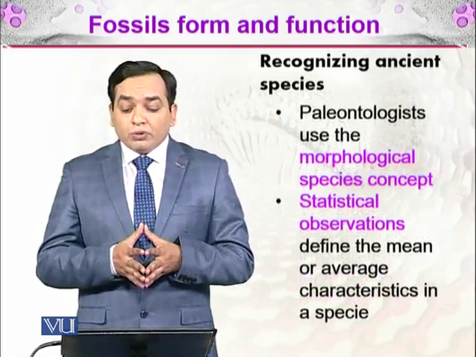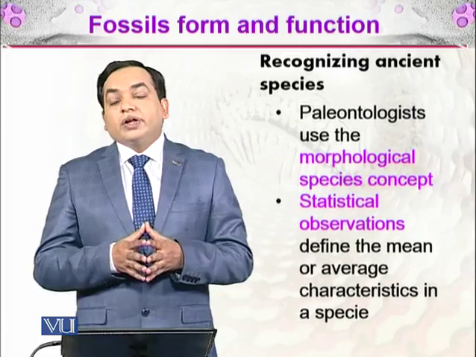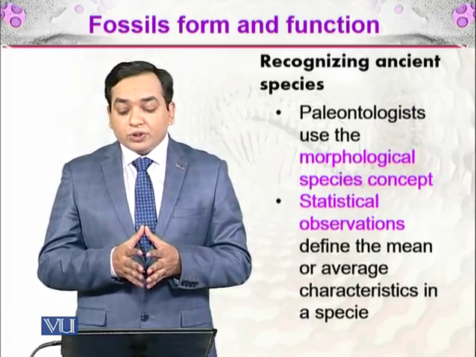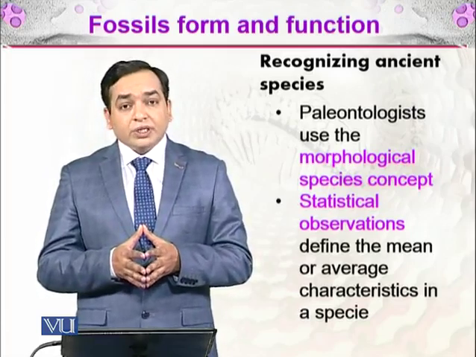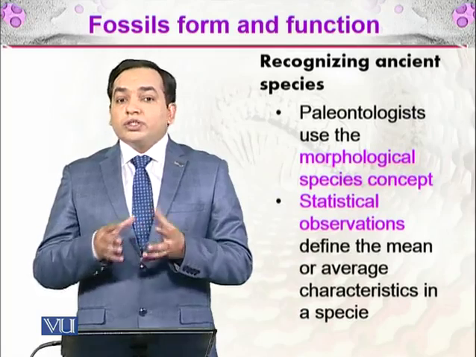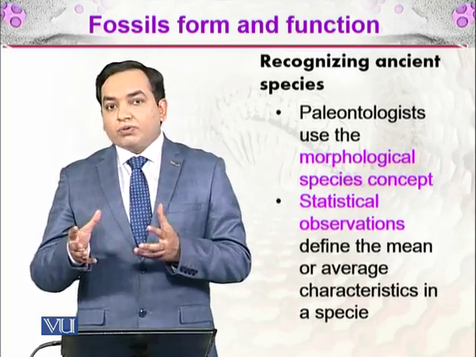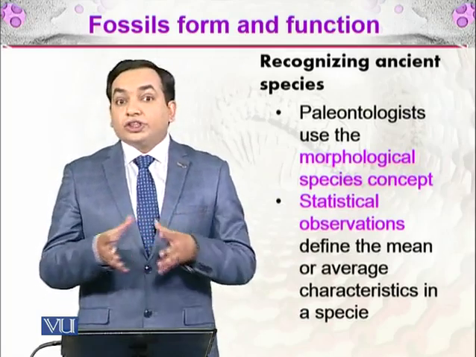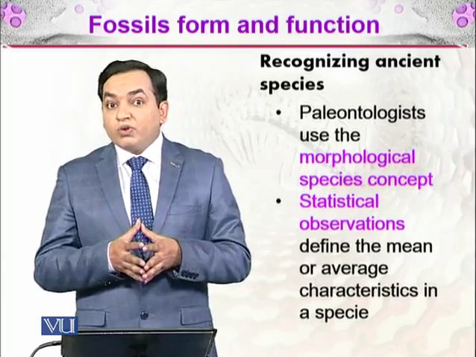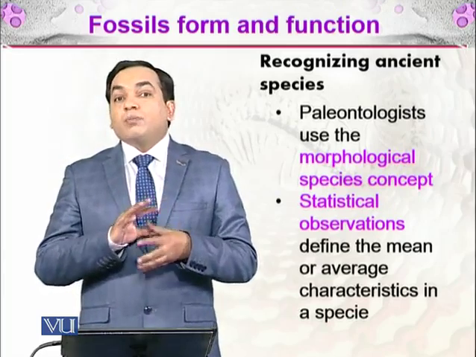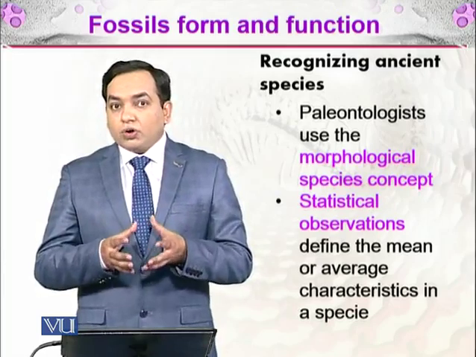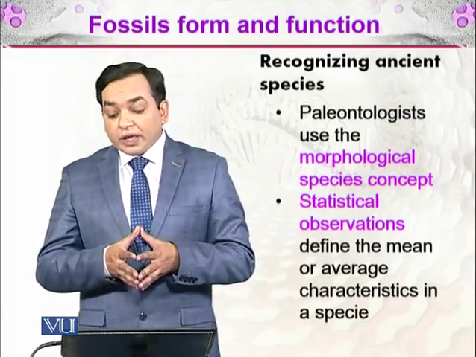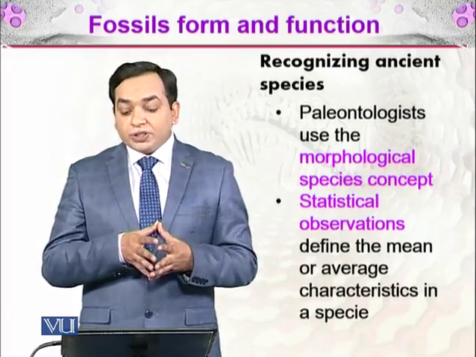Now, in the end, how can we recognize ancient species through form? Paleontologists use the morphological species concept. That means we do not have any other information about the fossil, like internal organs, how they worked, what their physiological conditions were, or how they were moving. We don't have that. We just have their morphological concept, and based on that, we have an idea of form. And using that, we can identify the ancient species.